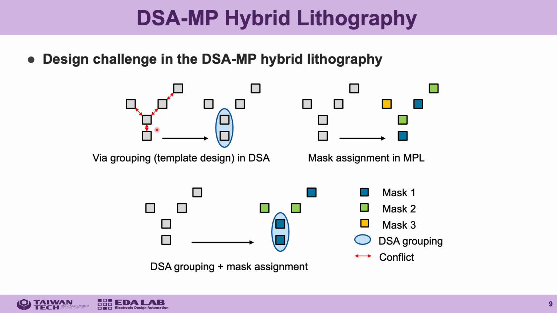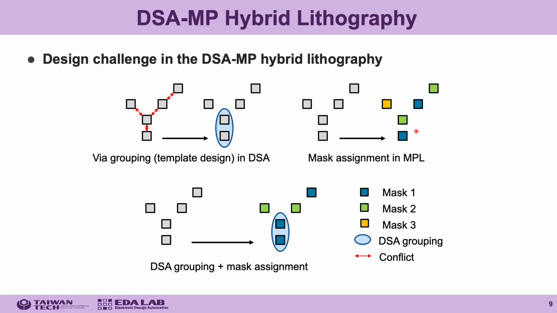In DSA, we usually need to first identify which vias can be feasibly grouped and whose grouping can lead to better via manufacturability. That is, we need to find which vias should be grouped to minimize the number of conflicts. On the other hand, if we adopt multiple patterning for these 5 vias, then we need to determine which mask should be used to generate each via.